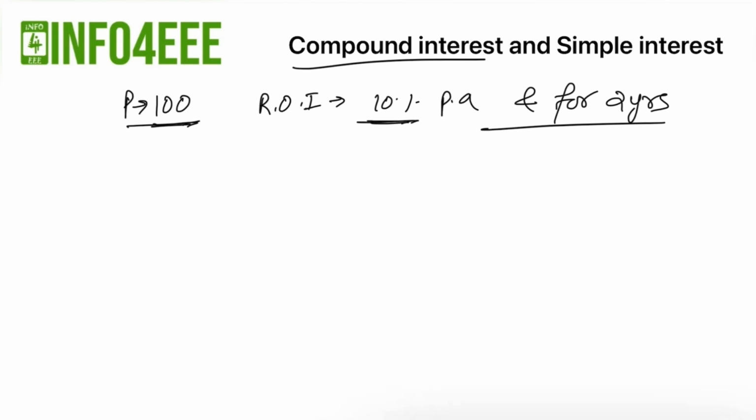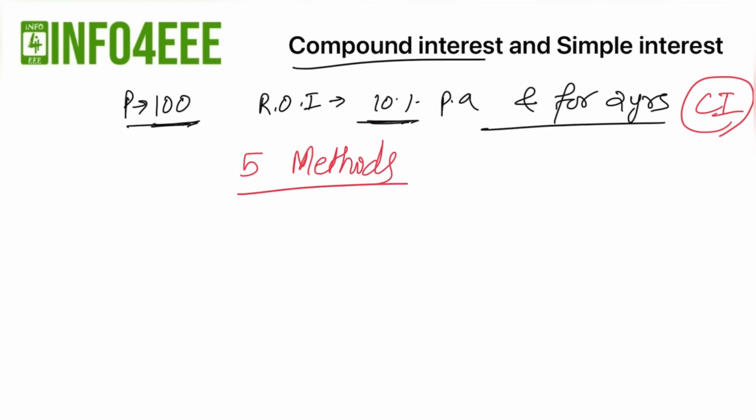Now this time we will have compound interest here. What will happen here is, I am going to tell you the 5 methods with the help of which you can find the amount using these 5 methods. So the method number 1, this method is based on the ratio.